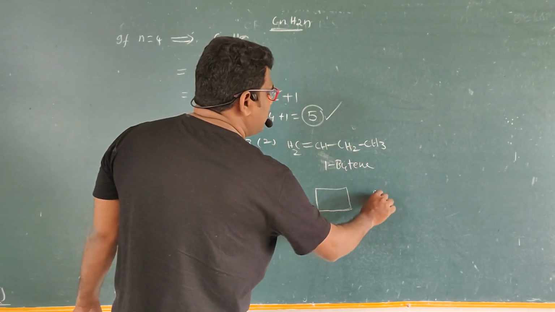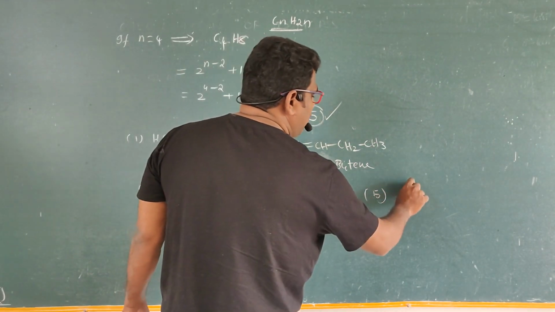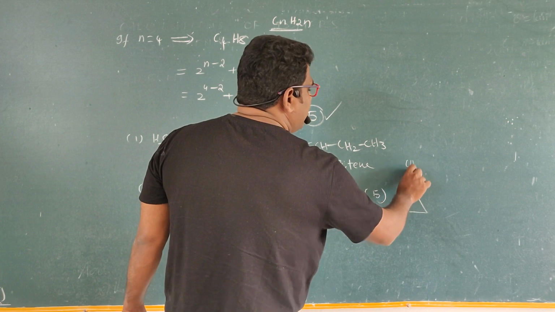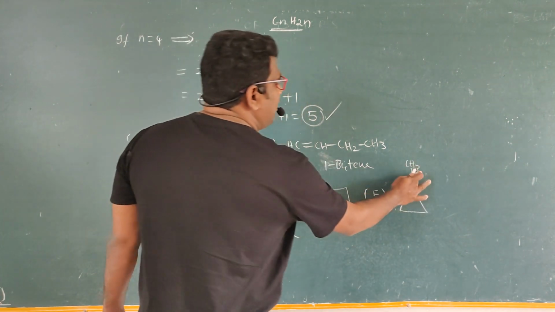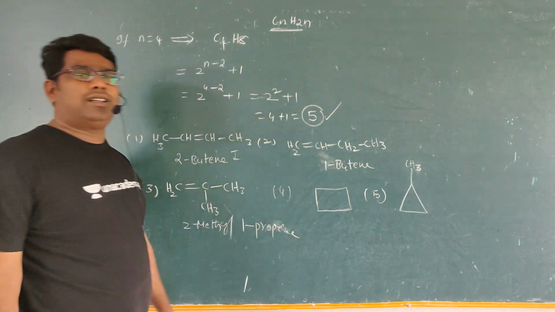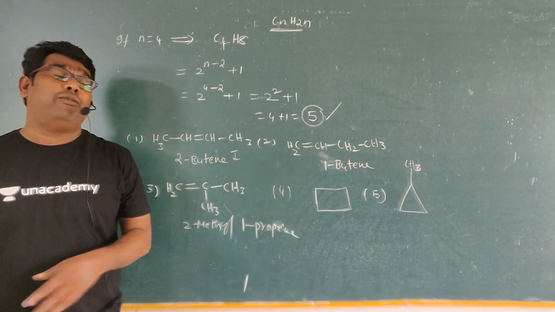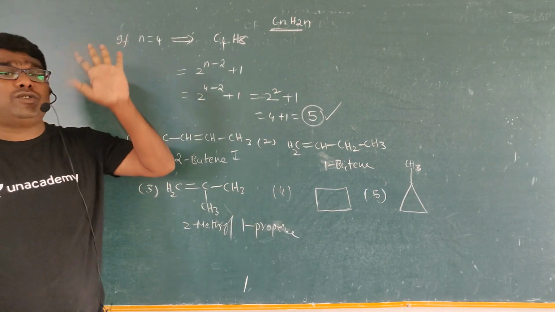And next, the fifth isomer, my dear student. The fifth isomer is cyclopropane with a methyl group attached. Methyl cyclopropane is the answer for the fifth one. So in total, how many isomers are present if n is equal to 4?